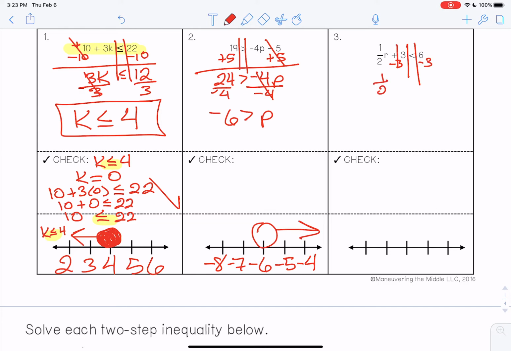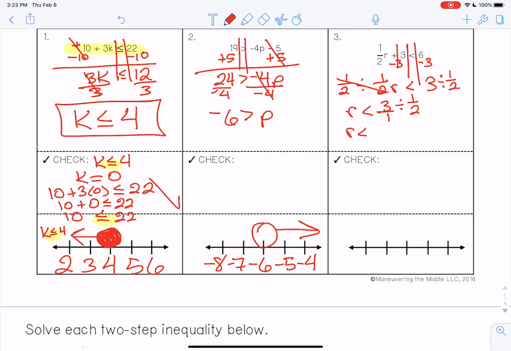For number 3, draw the river, subtract 3 from both sides. You get 1/2 r is less than 3. The opposite of multiplication is division, so I'm going to divide both sides by 1/2. These guys cancel out, and I get r is less than 3 divided by 1/2. To make 3 into a fraction, I stick a 1 under it, and then I have to remember when we divide fractions, we keep it, change it, flip it.